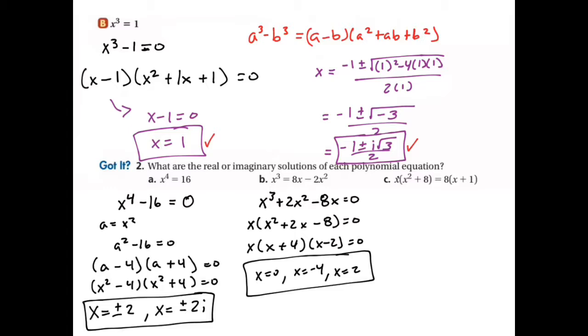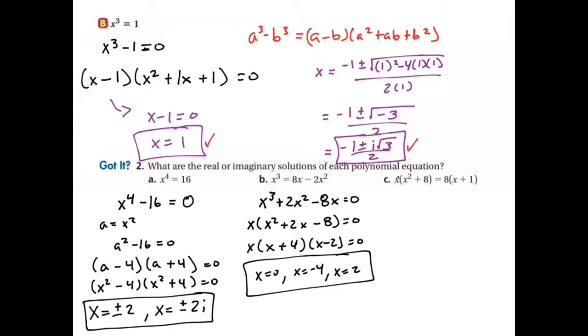All right, and then the second problem, B here, we're bringing over the 2x squared and the 8x, from which we can then factor out a GCF of x from all three terms. We're left with x times x squared plus 2x minus 8. That factors to x plus 4, x minus 2. We then set this equal to 0 for each quantity. Solve, you get x equals 0, negative 4, and 2.